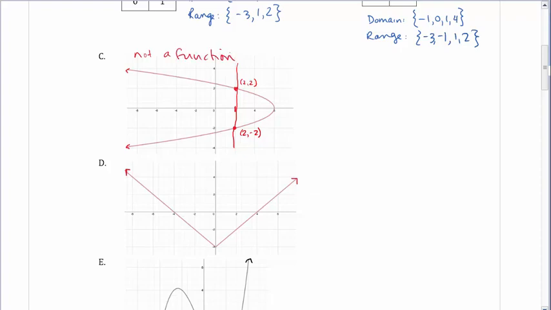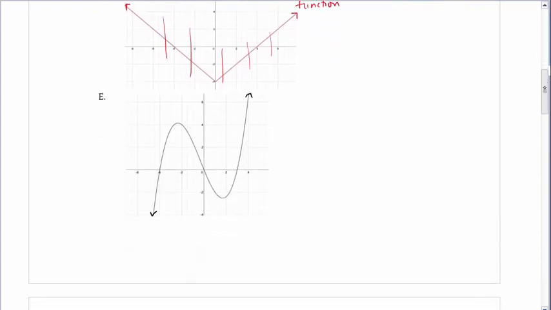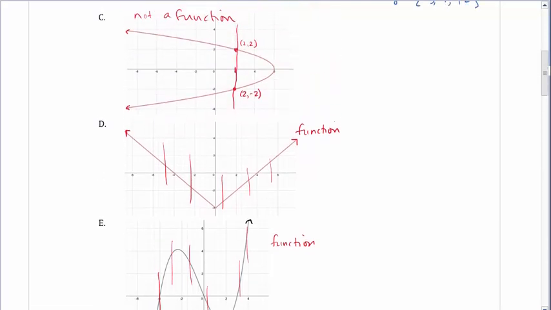If you look at D, no matter where you draw a vertical line, those vertical lines are only hitting in one point, so this is a function. And in E down here, I see that no matter where I draw a vertical line, that vertical line is only hitting in one point, so this is also a function. So that's from a graph to test if it's a function.